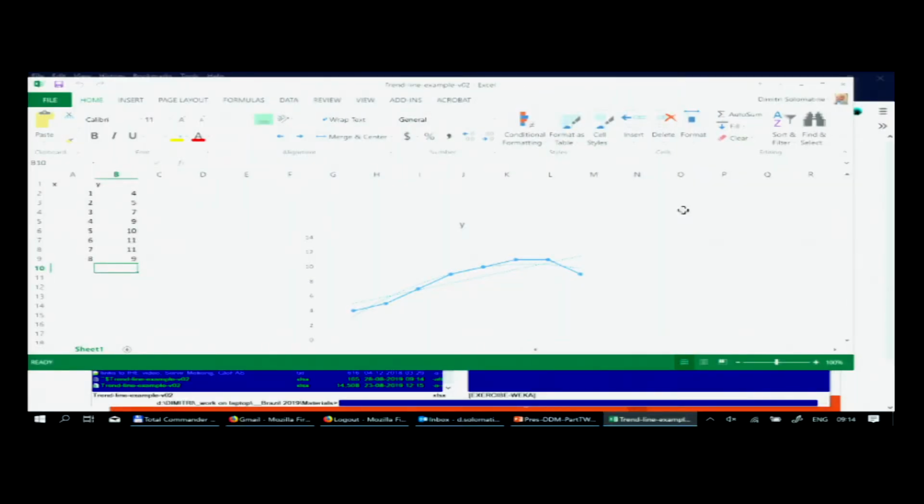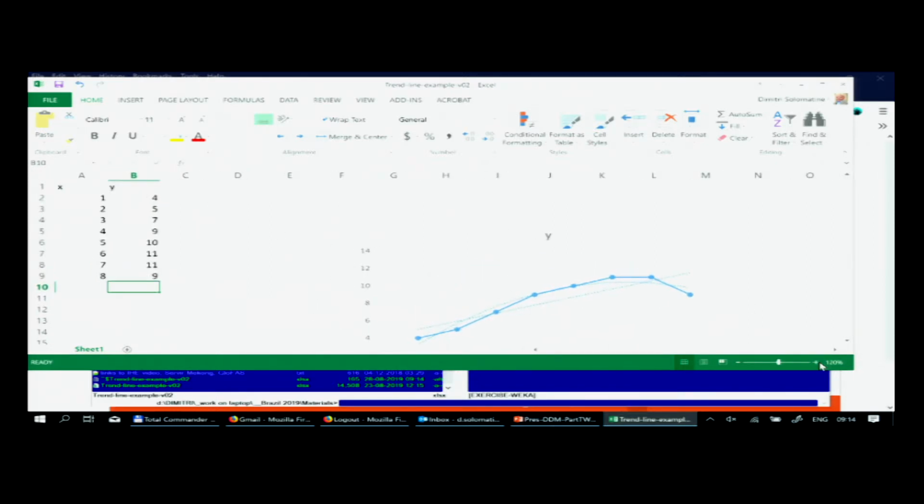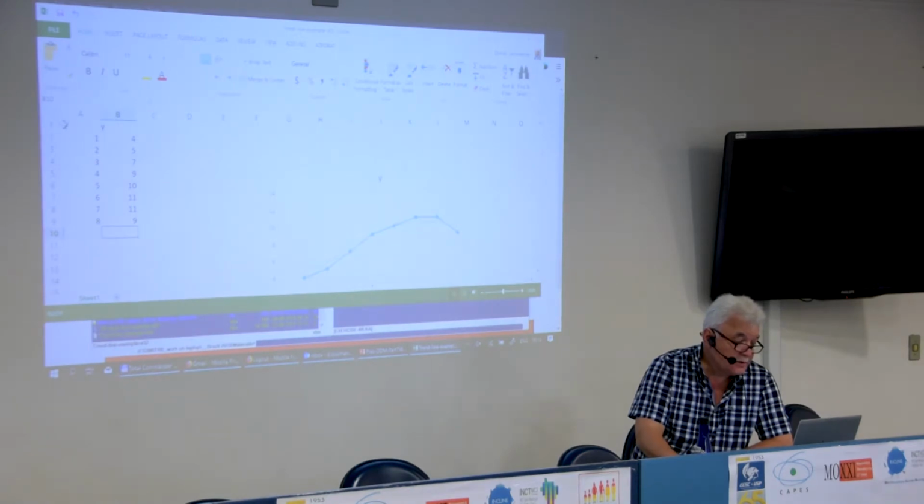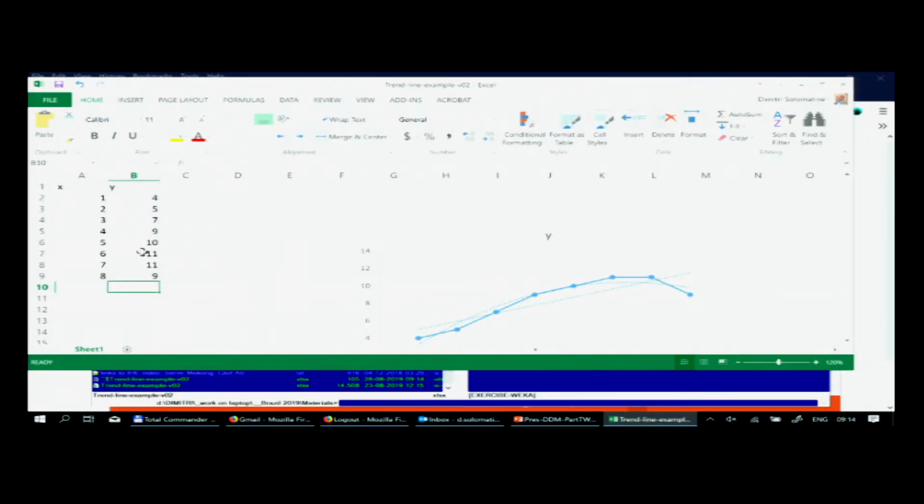So I did it already here, but I would like you to replicate what you see on the screen and do it yourself so that you have some feeling. So Excel, laptop, and type in this table, please, of only 8 examples. X is 1, 2, 3, and so on, 8. Very simple. You can say it's a time series. And the output is 4, 5, 7, 9, 10, 11, 11, 9. Okay?